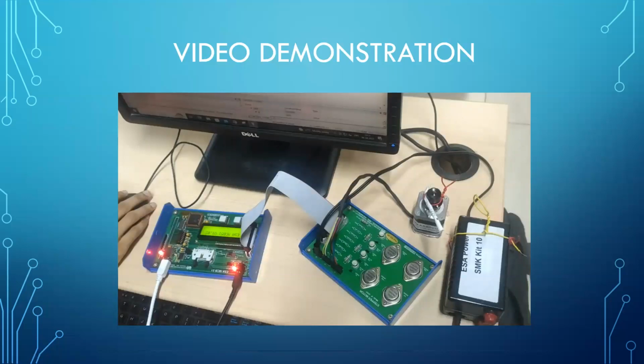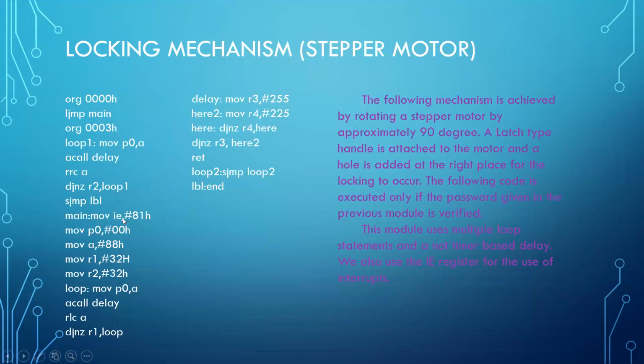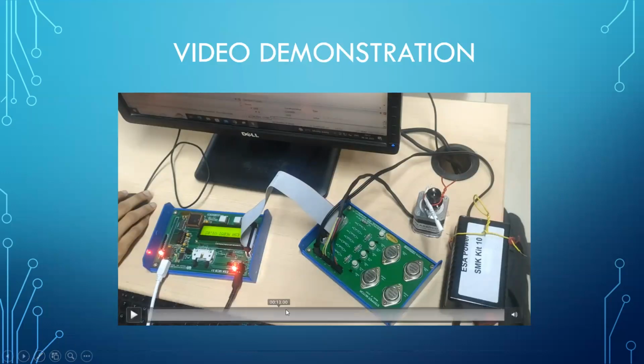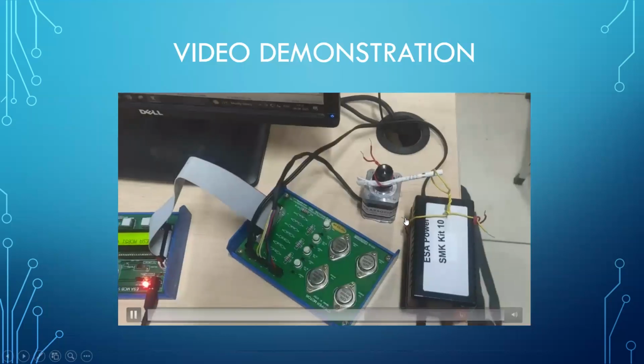And for doing so, we have used interrupts. This particular line, moving the value of 81 into IE, enables the interrupt for that. And here is the video demonstration. I will start from 23 seconds, just a minute. Yes, now lock.